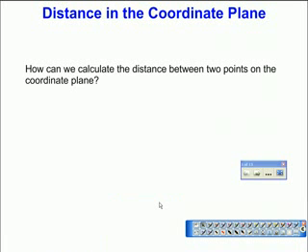We'll focus on two main things today when we talk about distance in the coordinate plane. First thing I want to know is, just between 2 points, how could we calculate the distance? What do you think one way could be?